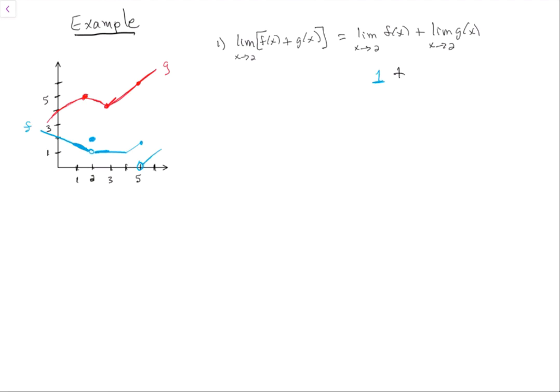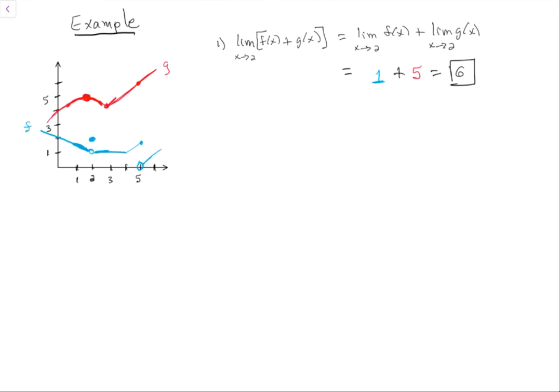And again, without gridded graph paper, what I'm trying to indicate here is that as x approaches 2 from the left and from the right, the g function is trying to get to 5. Again, it doesn't matter that g actually equals 5 when x is equal to 2. We're just taking a look at a limit as x approaches 2, and g is trying to get to 5. So the sum of the individual limits is going to be 6 in this case.